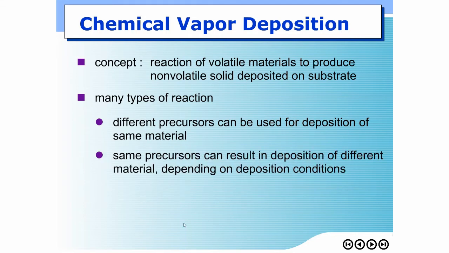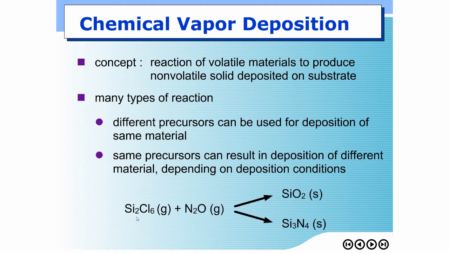On the other hand, you can use the same precursor to deposit something different. For instance, if you use silicon chloride, just like this reaction, you may get silicon dioxide on one condition, you may get silicon nitride on the other condition, depending on the temperature. That would be convenient if you want to deposit silicon dioxide layer and silicon nitride layer as alternating layers. So in that case, you can use one set of precursor and you just change the growth temperature, and then the result will be alternating layers of these two materials.